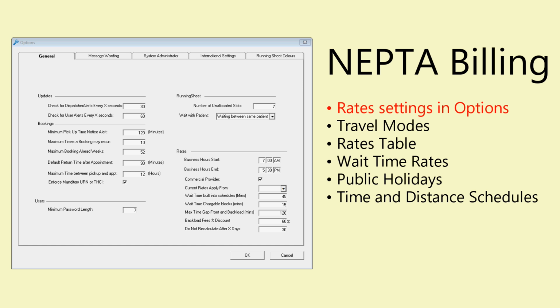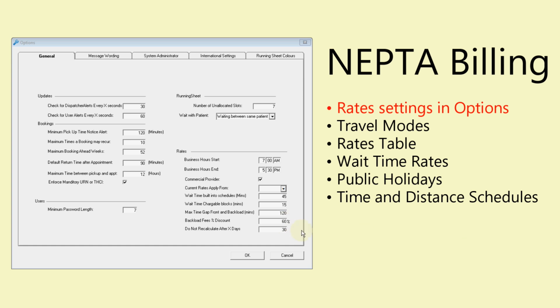The next field is used to determine backloads. So if a booking is picking up a patient from a place where it just dropped off a patient, and it is within, in this case, 120 minutes of the time it dropped off the last patient, then that booking will be considered a backload, and the rates and fees will be altered accordingly. And in this case, the alteration will be that a 60% discount will apply to each leg of that trip.